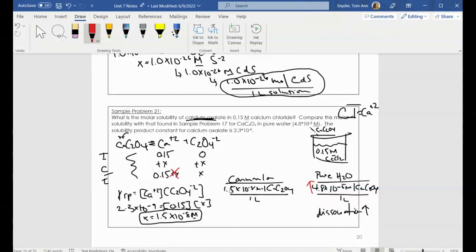Because I am dissolving 1.5 times 10 to the negative 8th moles of calcium oxalate, I'm dissolving much less in the common ion solution than I am in the pure water solution. And this is why we say that these particular types of problems, these common ions, promote precipitation. That addition of that common ion, we can produce a lot more solid there because I am increasing the concentration of one of those products.